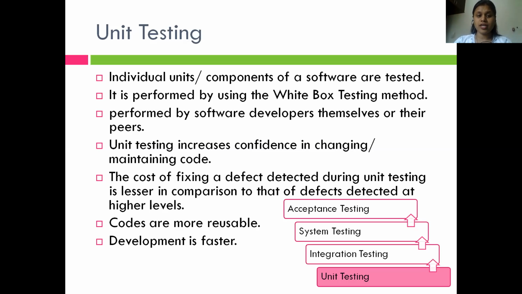So we are going to check unit by unit individually. This is known as unit testing. Individual units or components of a software are tested. Unit testing is performed using the white box method, which means the complete functionality inside that particular unit is tested. It is performed by the software developers themselves or their peers. Unit testing increases the confidence in changing and maintaining the code.